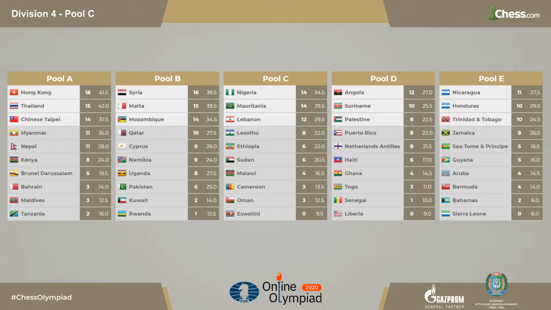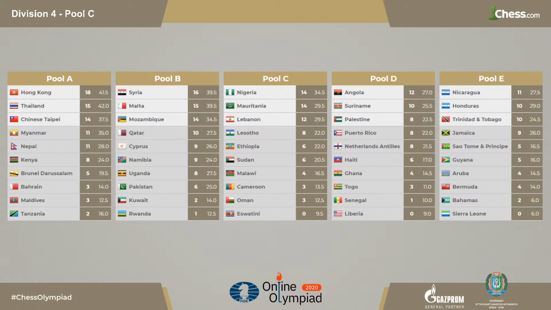So, a small standings show here. Here you go. The three winners of Pool A are Hong Kong, Thailand, and Chinese Taipei. And from Pool B, Syria, Malta, and Mozambique. They already qualified. And in Pool C, it's looking very hot for Nigeria, Mauritania, and Lebanon. They've got a very good chance to qualify for the next division.